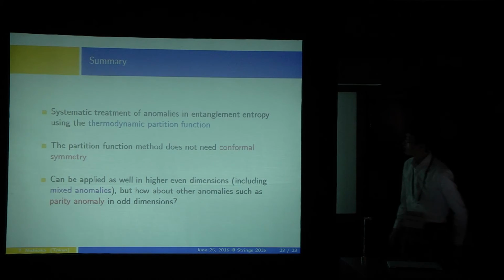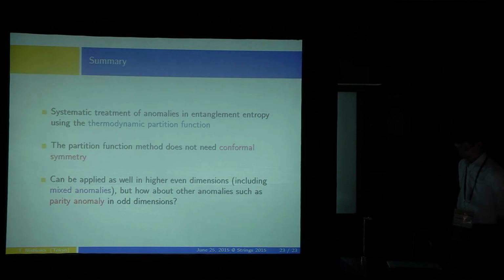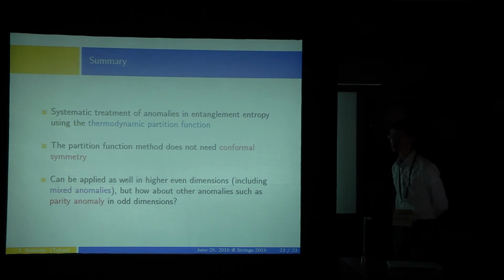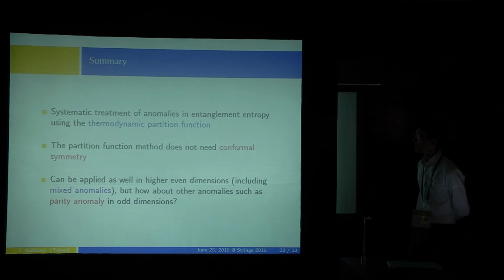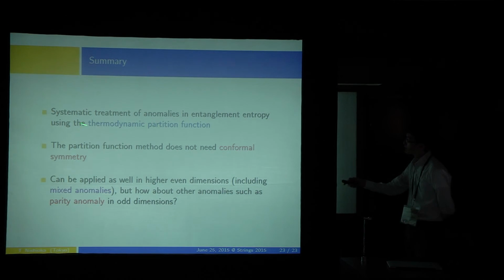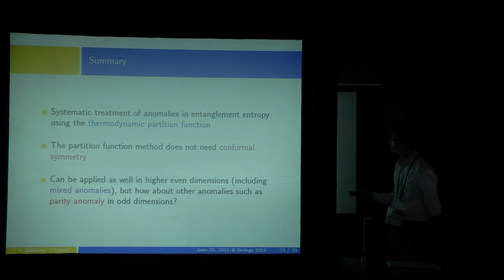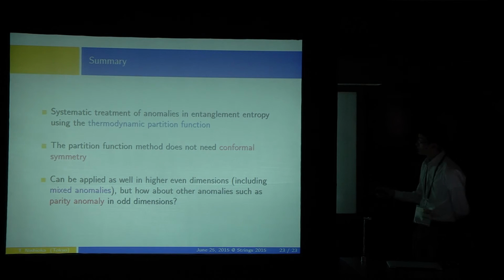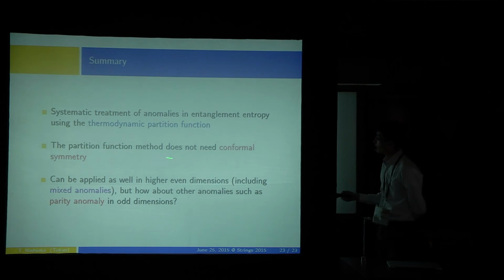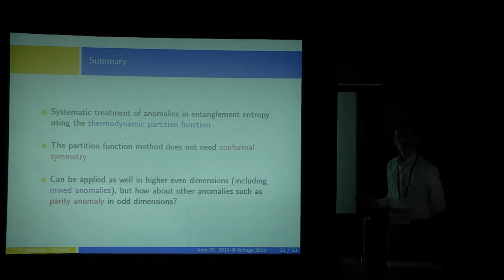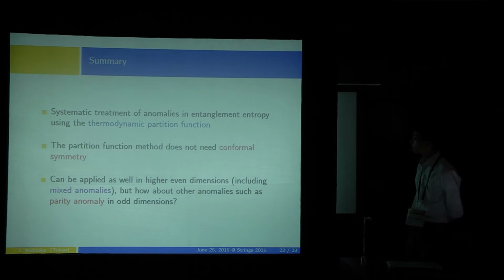Okay, so let me summarize my talk. I showed you some systematic studies of anomalies in entanglement entropy, and I relied heavily on this harmonic partition function method. Basically, the idea is that you regard the N-fold cover space as a thermodynamic space, and you apply the formulation. The advantage of using this method is that it does not need conformal symmetry.